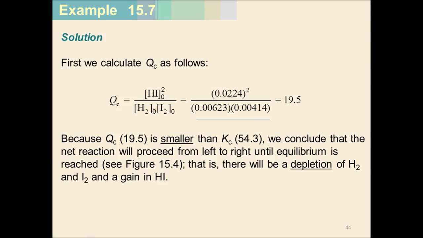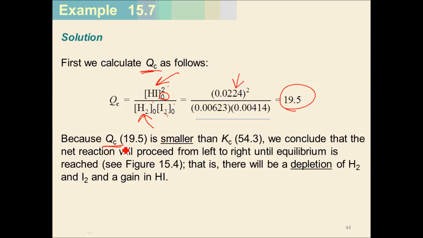On slide 44, the solution. How do we calculate Qc? Remember, it's the concentration of the products raised to the power of their coefficients, where the 0 means initial, divided by the concentration of the reactants raised to the power of their coefficients. Substituting the given values in, we get Qc to be 19.5.